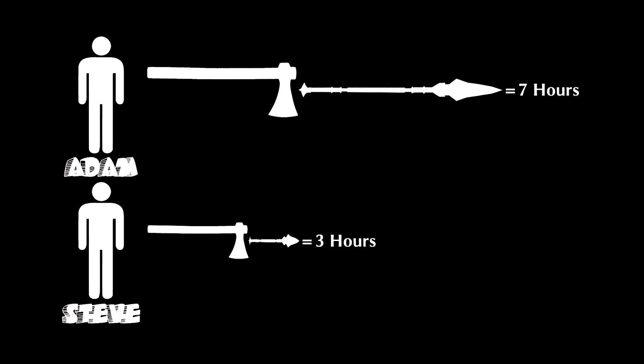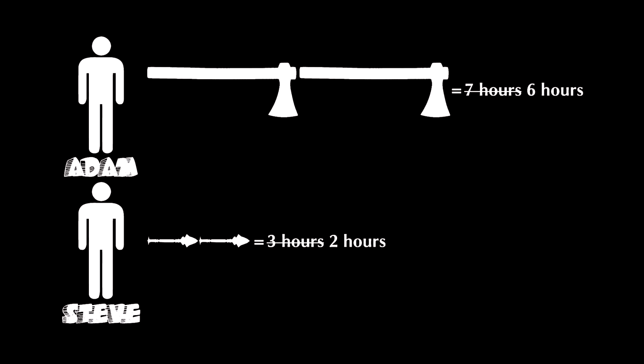But if Adam makes 2 axes and Steve makes 2 spears, then Adam is only working 6 hours and Steve just 2. They then trade an axe for a spear. They've each saved themselves an hour of labor, an hour that can be spent hunting or fishing, or making a shelter, or even just resting after a hard day.